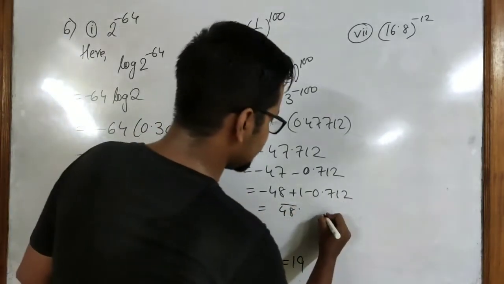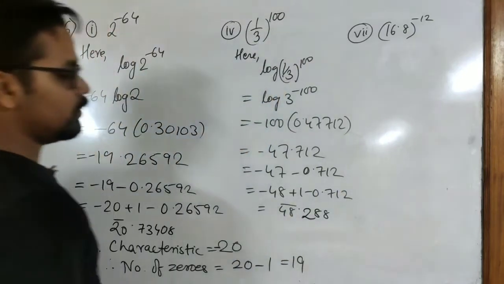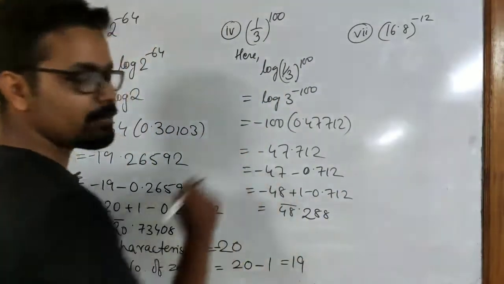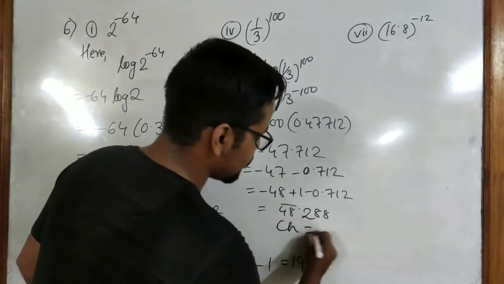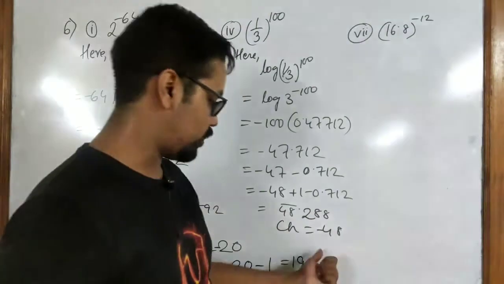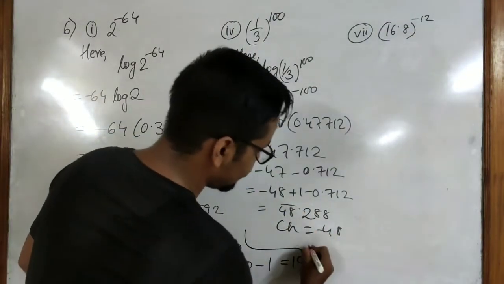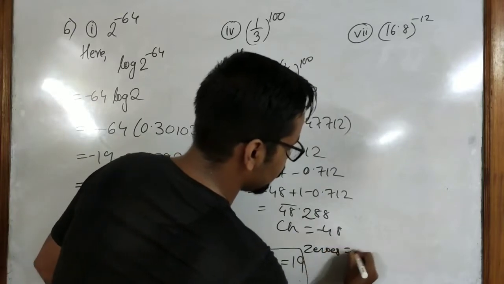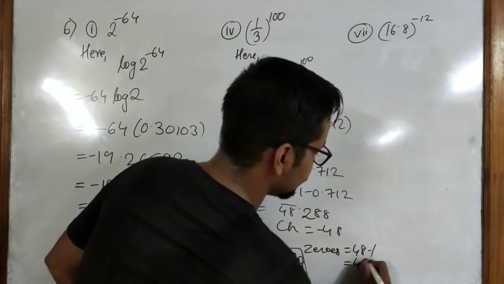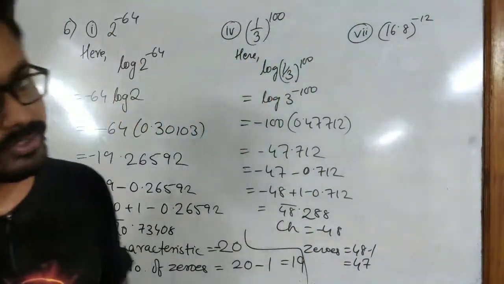What is going to be this? This is going to be 2, 8 and 8. So 48 bar point 288. That means the characteristic is minus 48. What is going to be the number of zeros? 48 minus 1, that is 47. So zeros is going to be 48 minus 1, that is 47. So find the characteristic, take the value, subtract 1 from it and you get the number of zeros.